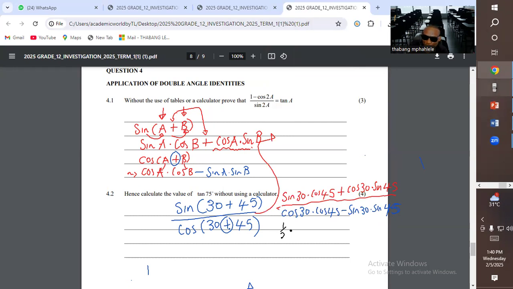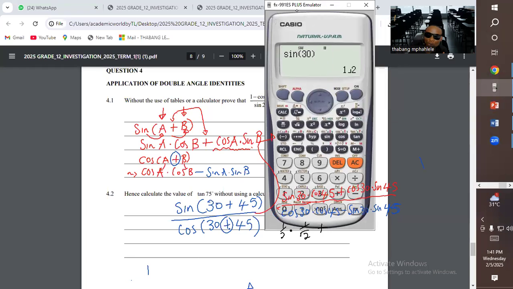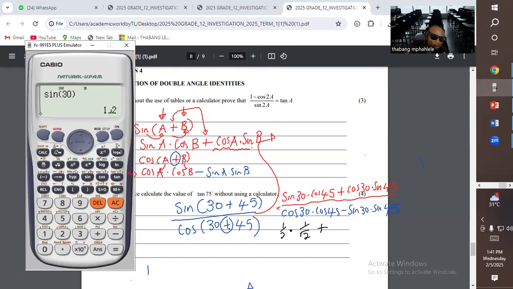Now you are going to cos 45. I know that cos of 45 is 1 over root of 2. So you say 1 over root of 2. But you'll notice that when you press cos of 45 on your calculator, you are not going to get 1 over root of 2. Let me press it here. Cos of 45. On your calculator, for sure you're going to get square root of 2 over 2.